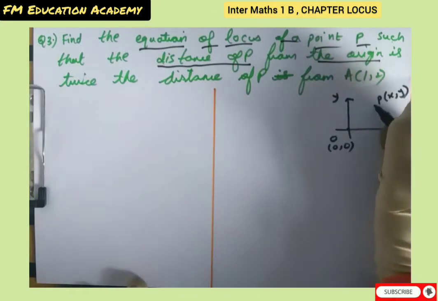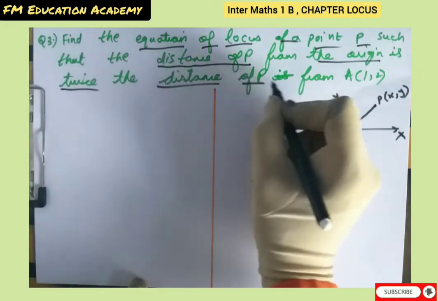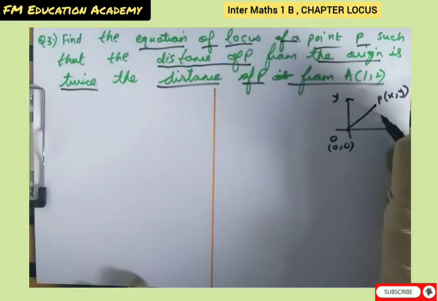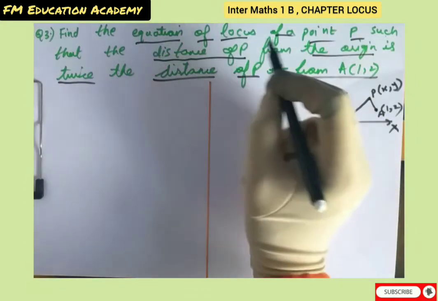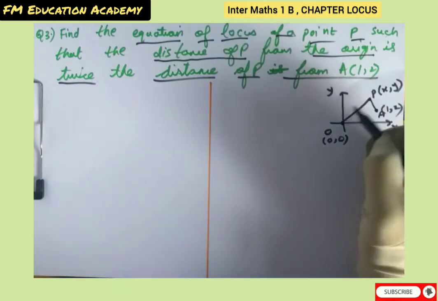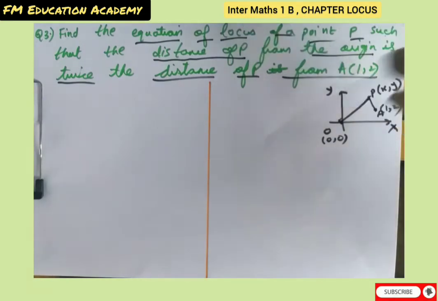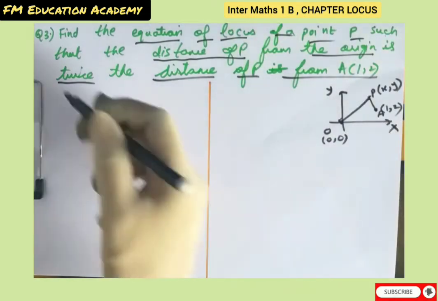So the distance of P from the origin, that is OP, is twice the distance of P from A (1, 2). So there is another point, suppose here x-axis is 1 and y-axis is 2. There is a point in the plane A. Find the equation of locus of point P such that the distance of P from the origin is twice, this OP is double of AP. That is the condition given to us.